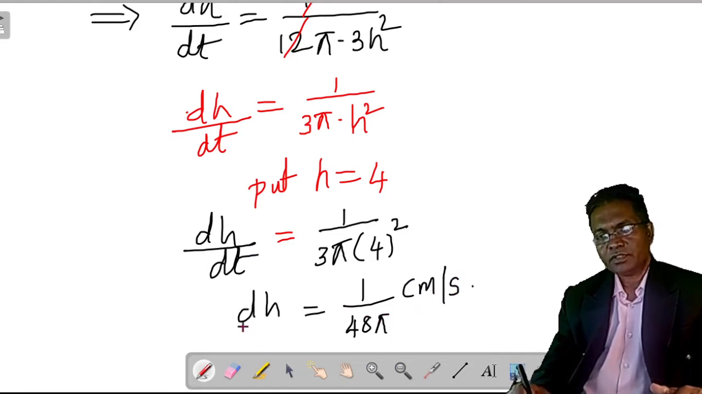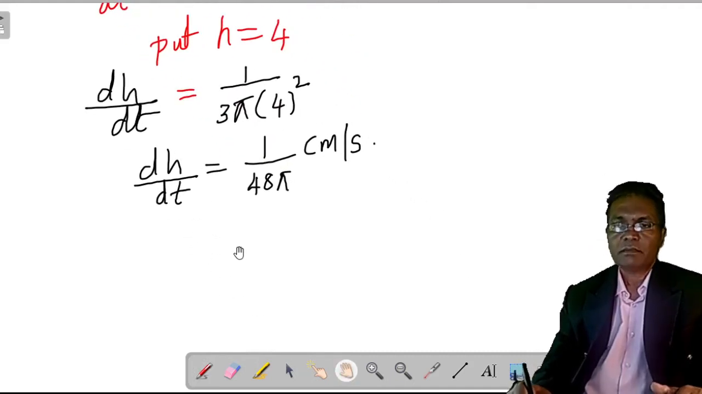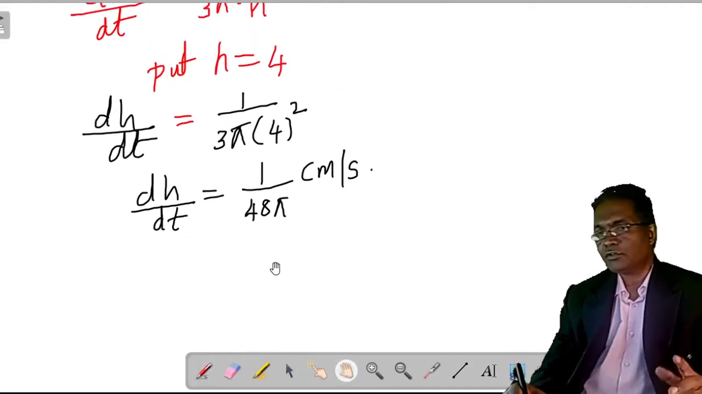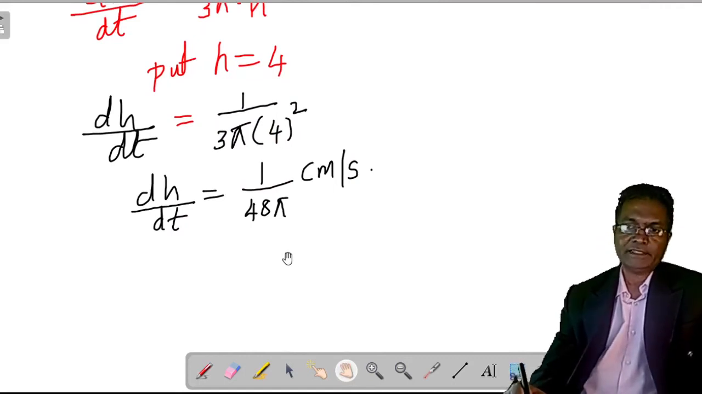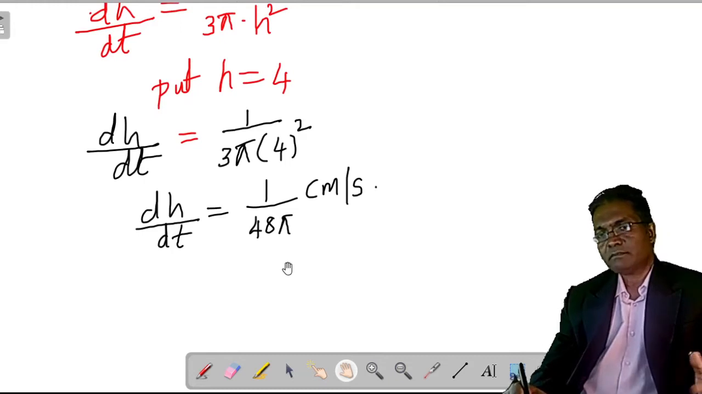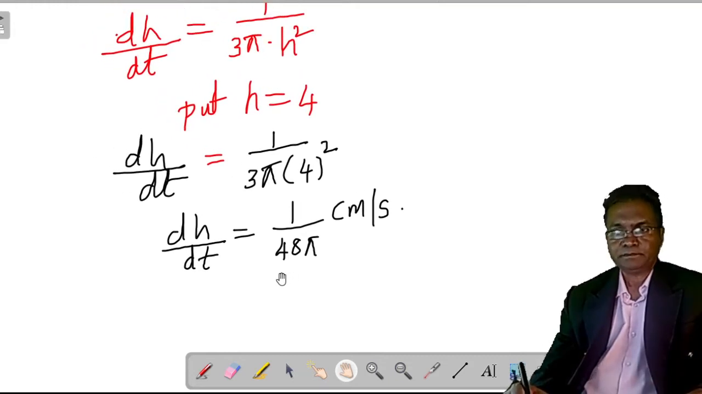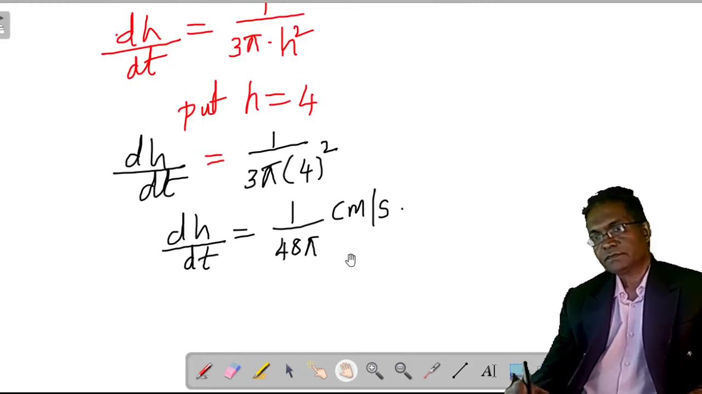So the height of the cone is increasing at this rate, 1 by 48 pi. When you practice this, you can do it very quickly. To understand better, I am writing each and every step neatly. Okay, let's have one more.